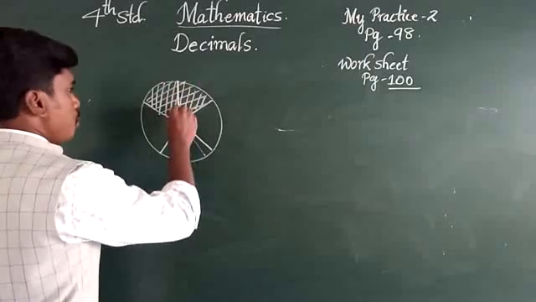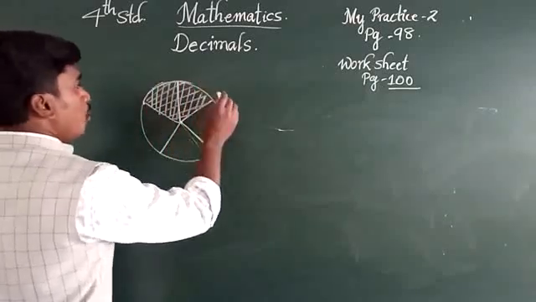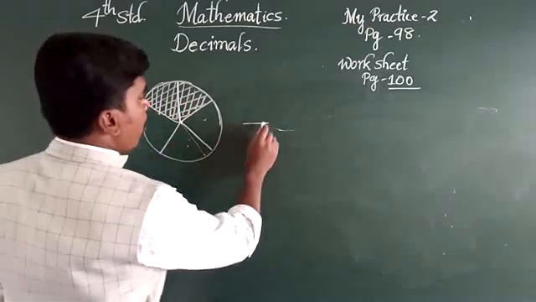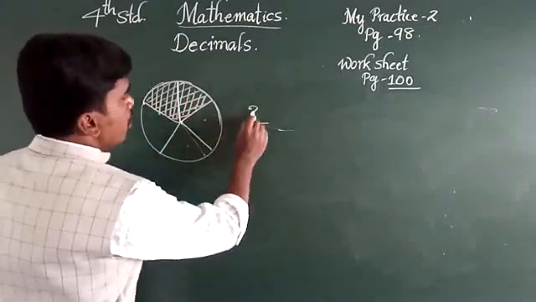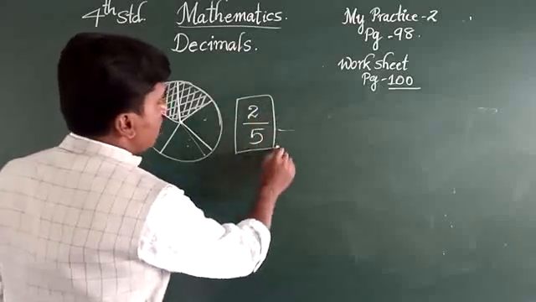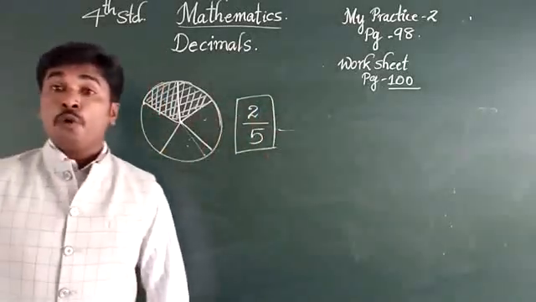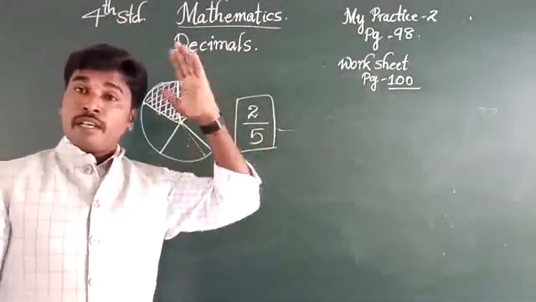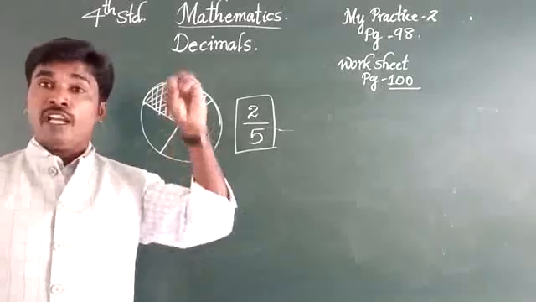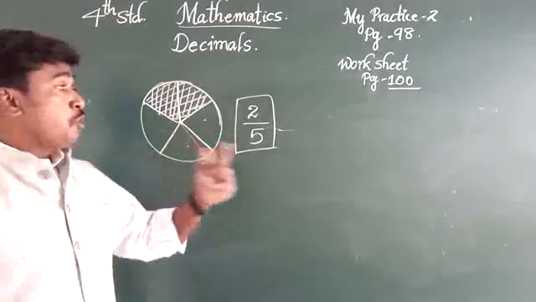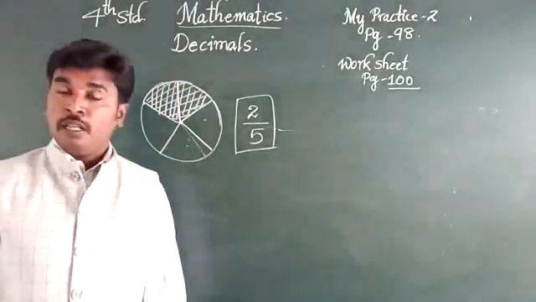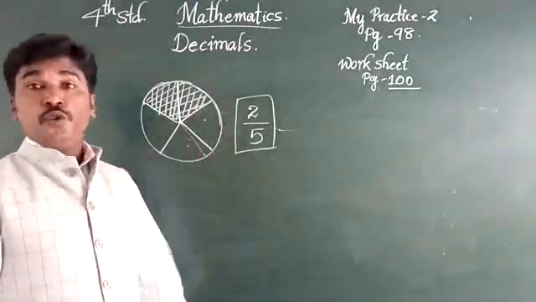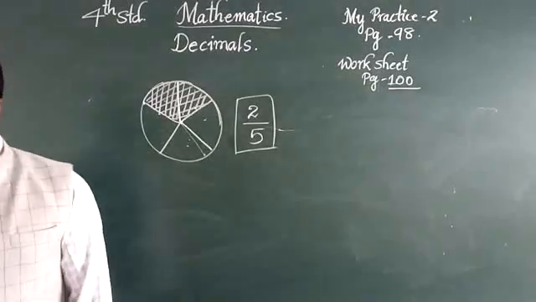How many parts are shaded? Total number of parts, how many, dear children? 1, 2, 3, 4, 5. There are 5 parts. 2 parts are shaded. That is, the fraction is 2 by 5. Total number of parts, you should always write in the denominator. How many parts are colored or shaded or selected? Those you should write in the numerator. What is the answer? It is 2 by 5. In the same way, you do the second one.